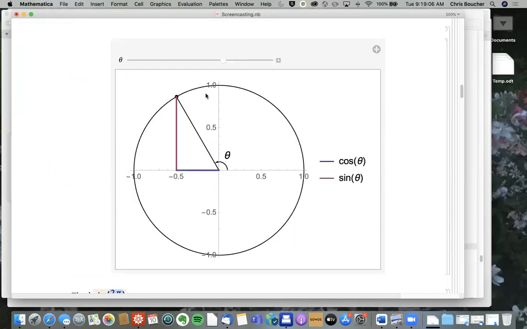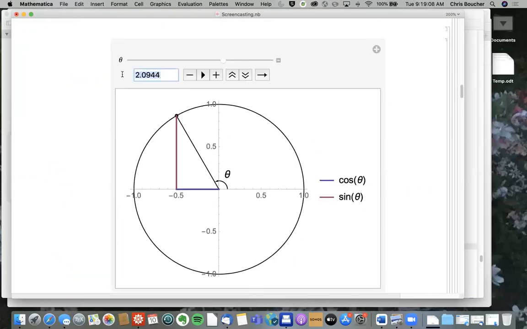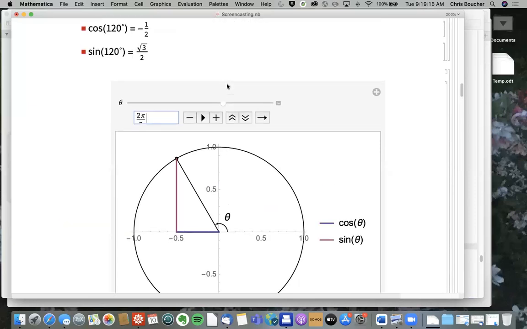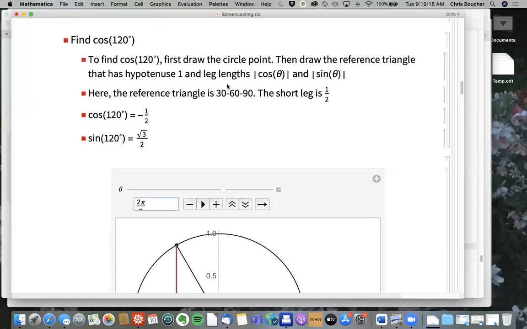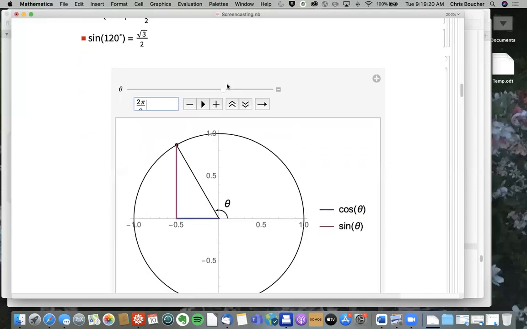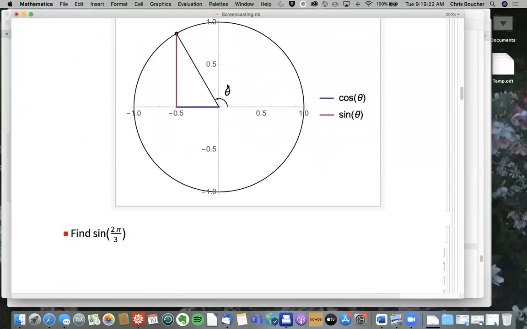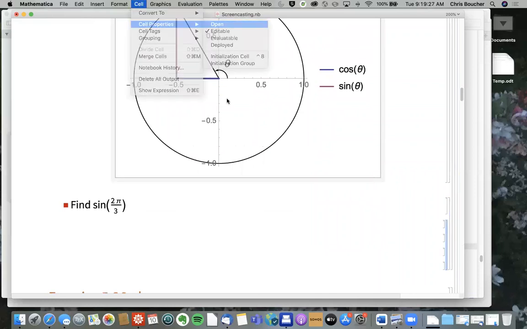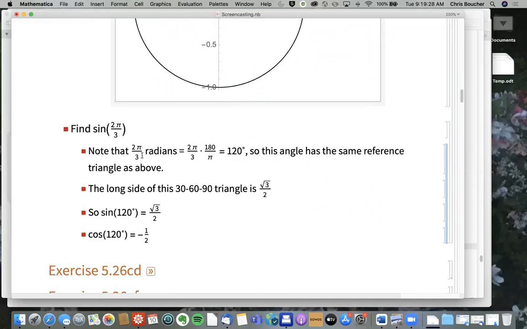So let's go ahead and see if I can make this 2 pi over 3. 2 pi over 3 actually is the same as 120 degrees. So this is actually the same question that we just did. So let's just open all these up. Right, so that's what we notice.